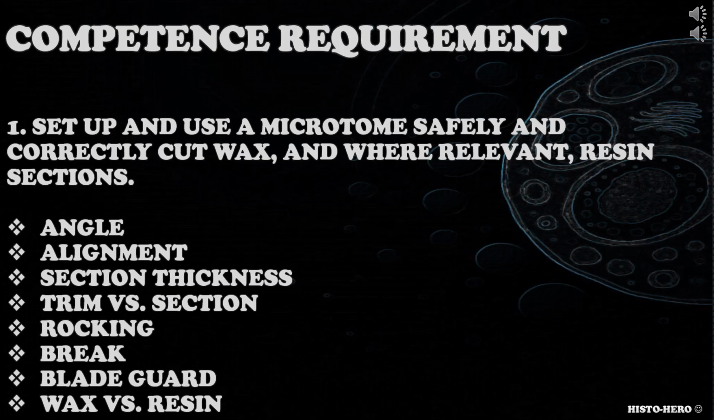The first competence requirement is set up and use microtomes safely, and correctly cut wax, and where relevant, resin sections. Candidates should be able to set up and use microtomes safely and correctly. Does the candidate know what steps to take to set up and use microtomes safely? Do they use safety features of the microtome? Do they know if the microtome is set up correctly? Do they know how to cut wax and resin sections?